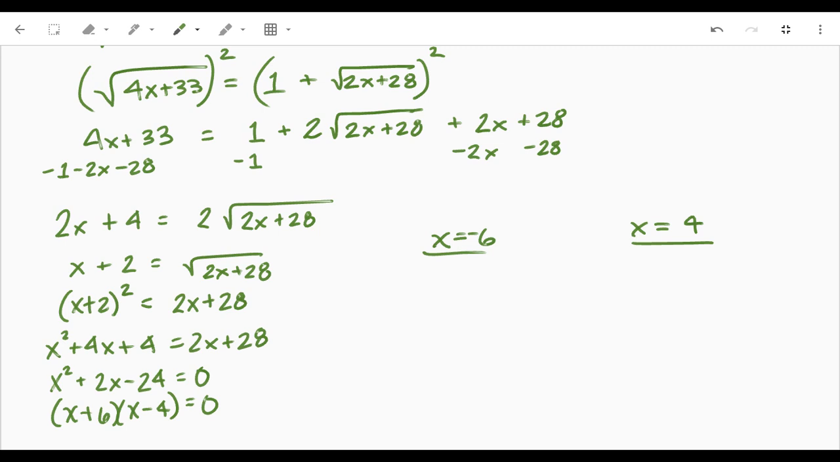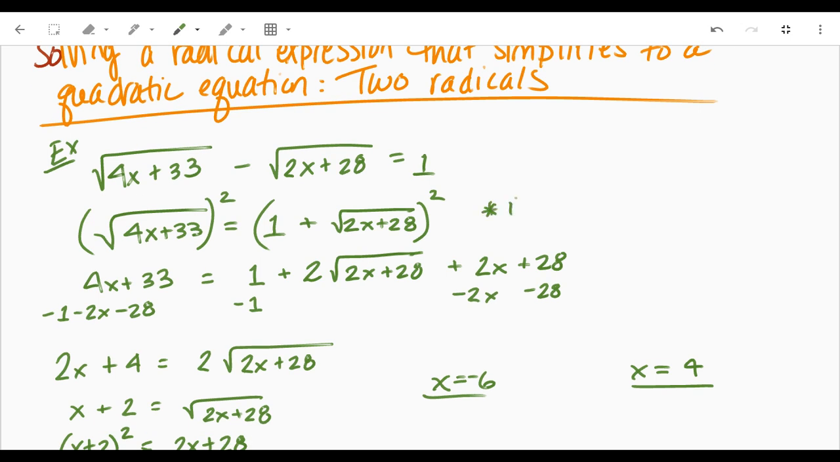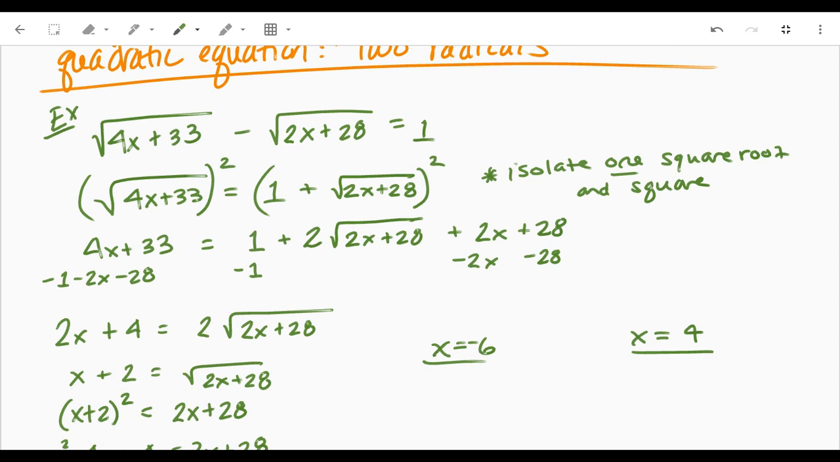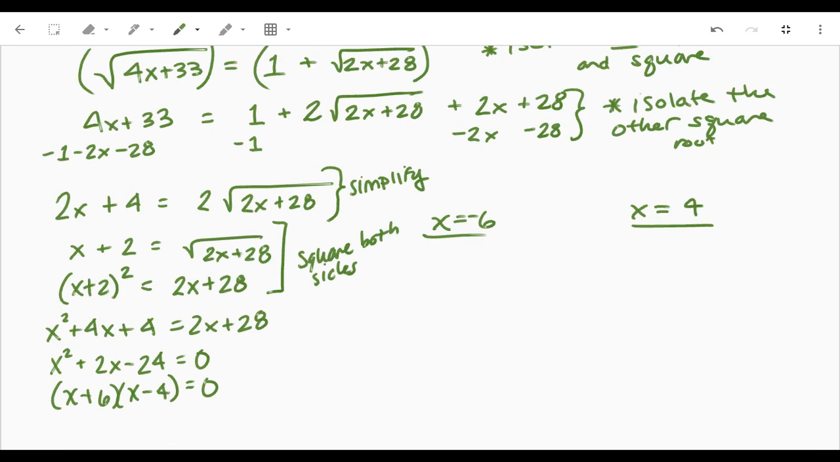Okay. All right. So again, I'm going to back up here a little bit. We isolate 1 square root and square. Then in this step, we isolate the other square root. Here we simplified a little bit. And then here again, we square both sides. And then solved.